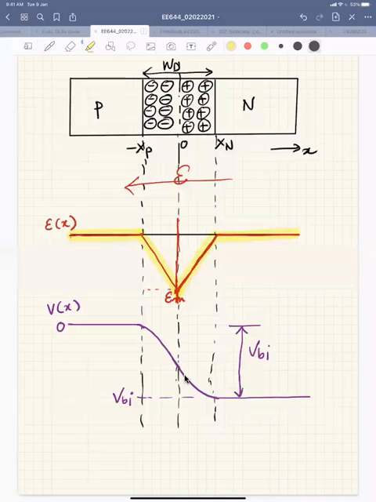And if you plot the potential, the potential starts at 0, then it is quadratic, and there is a potential drop of VBI. So this is how your potential will look.